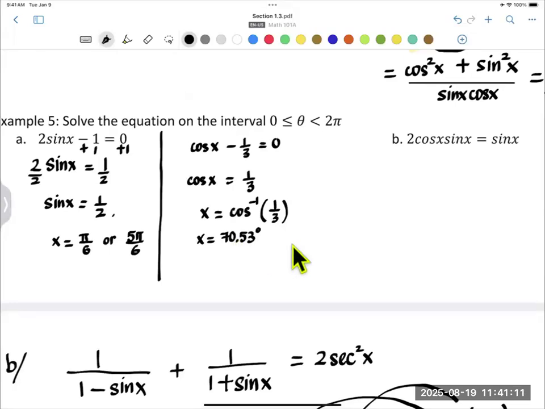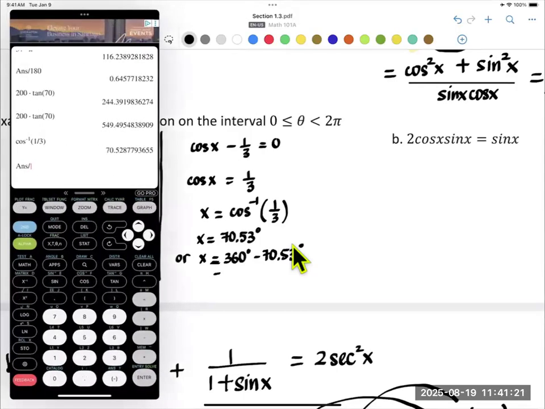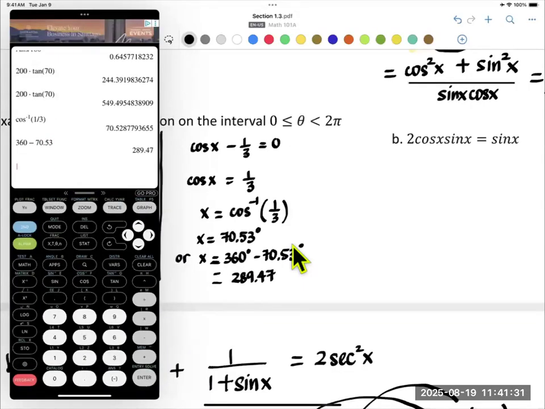Okay, so the second angle x equals 360 minus 70.53 degrees, and that will be 289.47 degrees. And we can double check: cosine of 289.47 degrees is about 0.33333, which is 1/3.